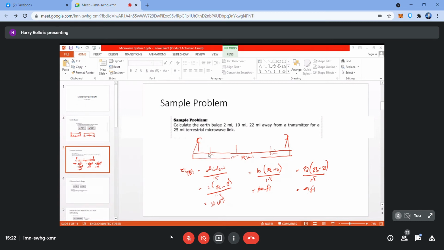Sa 2 miles, meron pong bulge na 30.6 feet. So, tama yon. At 2 miles dito sa transmitter na to, meron kang bulging ng Earth na 30.67. So, dapat lumagpas doon yung height ng antena mo. Kasi kung hindi, pwedeng magkaroon dito ng obstruction. Hindi magkakaroon ng line of sight yung signal mo. Ganun din po, dito sa 10 miles, you have at least 100 feet na bulge. And lastly, 44 feet dun sa 22 miles.